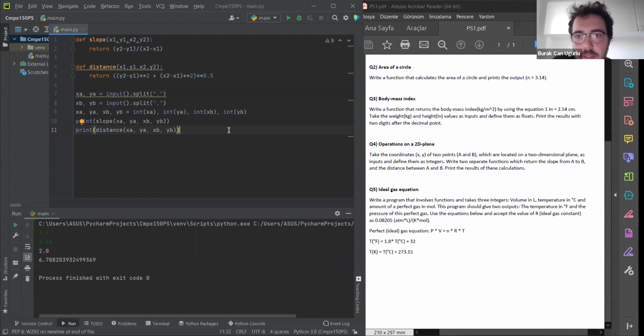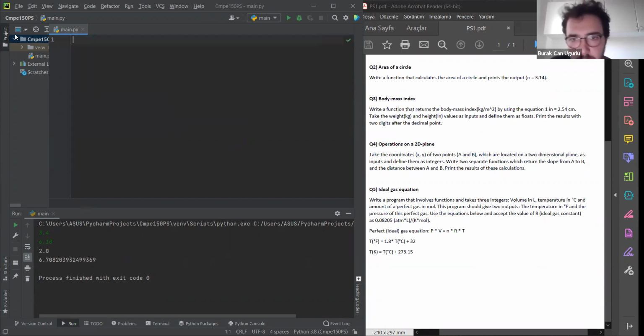So if there are no more questions, I will go with the fifth question, the ideal gas equation question. Okay, let us continue. This question says that we should write a program that involves functions and takes three integers: the volume in liters, the temperature in Celsius degrees, and the amount of perfect gas in moles. This program should give us two outputs, the temperature in Fahrenheit and the pressure of this perfect gas. We should use the equations below and accept the value of R, the ideal gas constant, as the value given on the right in the PDF file.